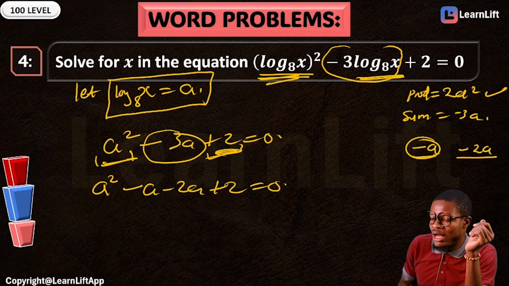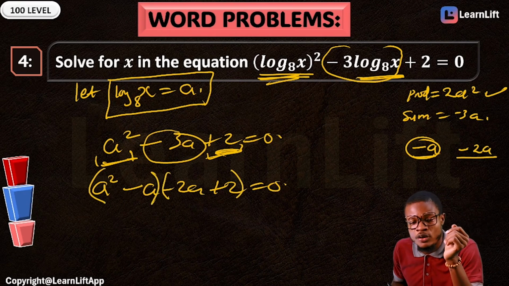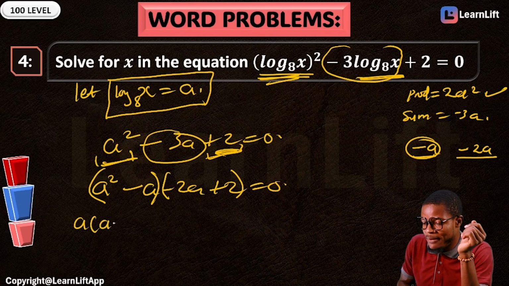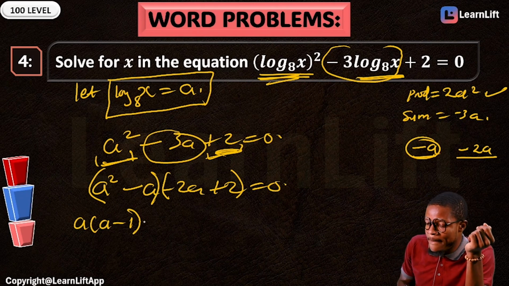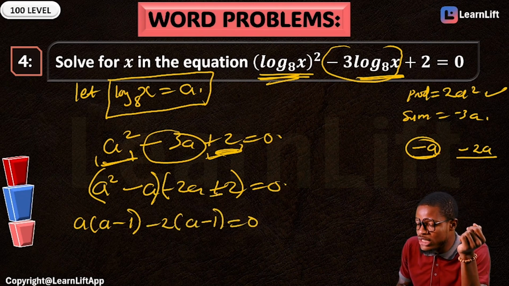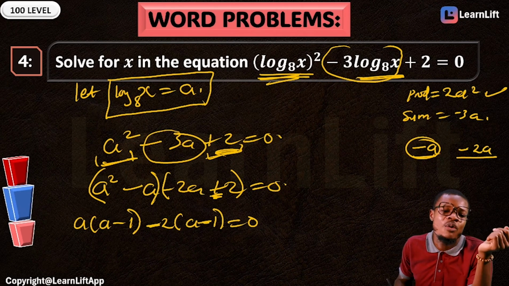So let's see what we are going to have there. Just group these two very fast and get your factors. If we group them, what is common in this? A is common. A into a minus 1, right? Yes. What is common here? Minus 2 is common. Into a minus 1 is equal to 0. So how did this plus change to minus? Because minus times minus here will give you plus. Here the 1 in it.